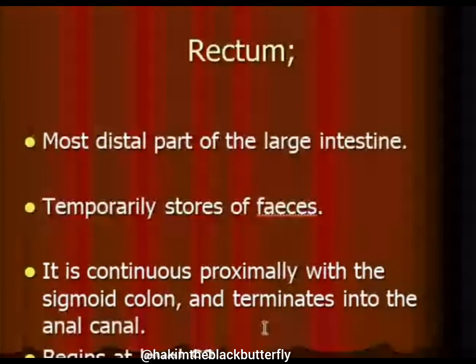And our last part that I'm talking about today is the rectum, the most distal part. It continues with the anal canal. And the purpose of the rectum is continence. Continence means to temporarily store. And its junction with the sigmoid colon is S3.